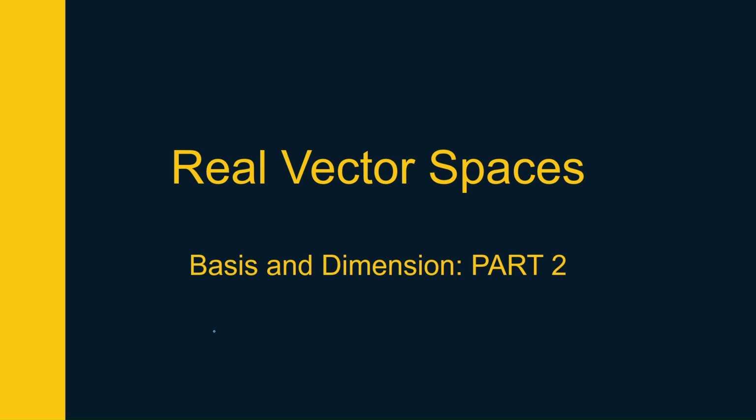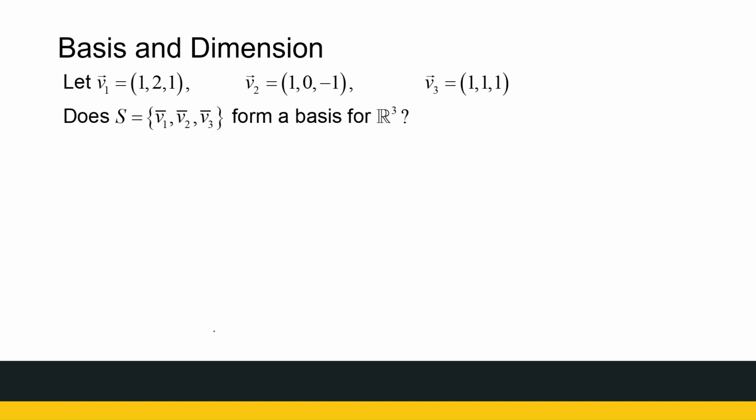So we're busy looking at the basis of a real vector space. Here are three vectors. The set S is a subset of R3. My question is, do those vectors form a basis for R3? Now there's a lot of work that happens before this, so I'm going to skip some steps because we've been through it already.